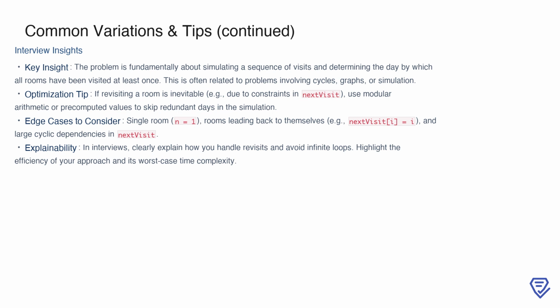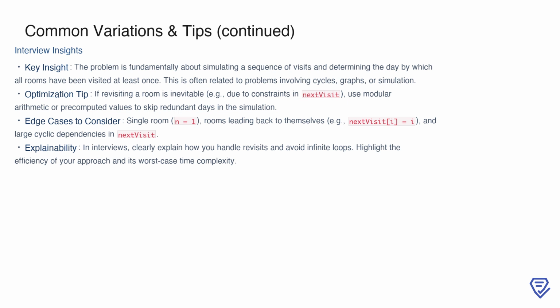This problem boils down to simulating a sequence of visits and determining the earliest day by which all rooms have been visited at least once. It's closely tied to problems involving cycles, graphs, or simulations. A key optimization to handle revisits is to use modular arithmetic or pre-compute values to skip redundant days in the simulation. For example, if you know a revisit is inevitable, you can calculate the next relevant day mathematically rather than iterating day by day. When preparing for interviews, it's also crucial to consider edge cases.